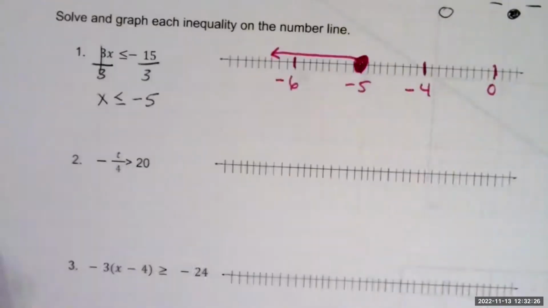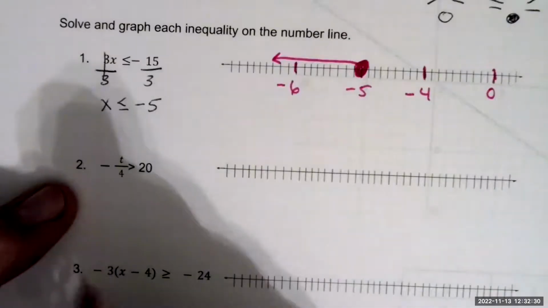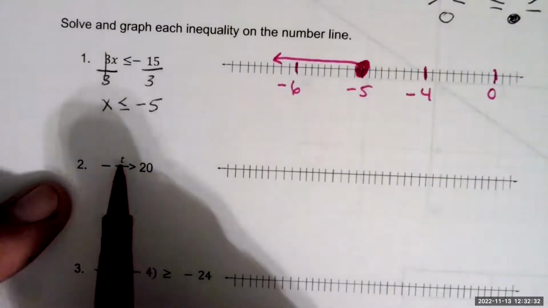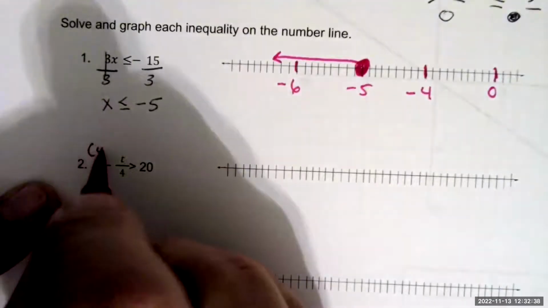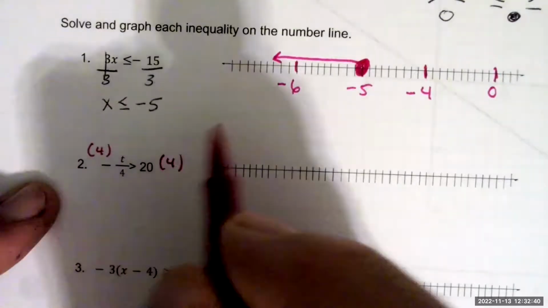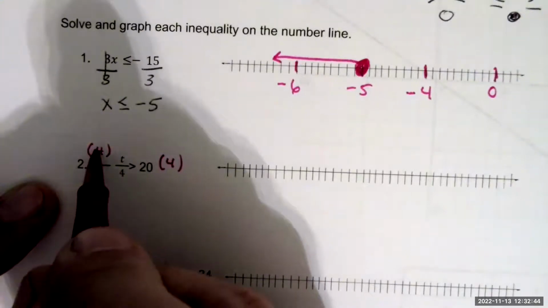All right, so let's look at the next one. The next one you see, you have negative t over 4 is less than or greater than 20. Remember that the t is being divided by 4. So what's the opposite of divide by 4? Multiply both sides by 4. Now, this is also a negative, so we can also say a -4.